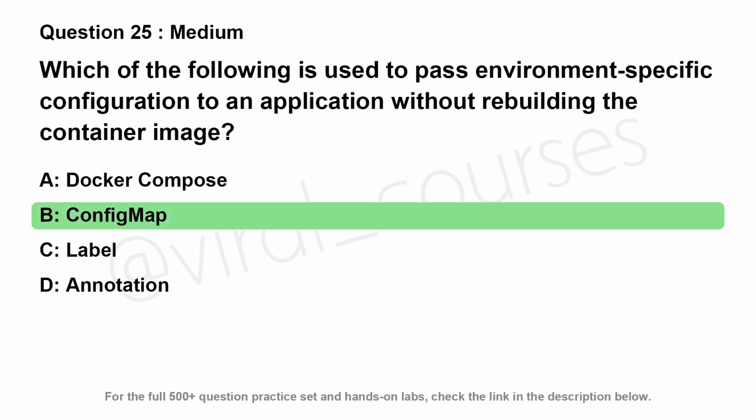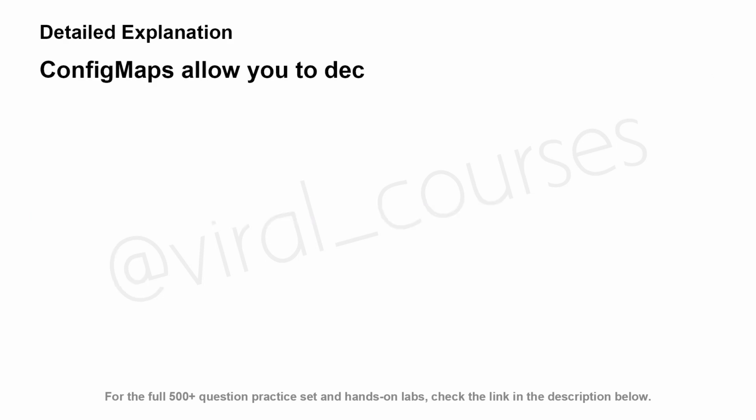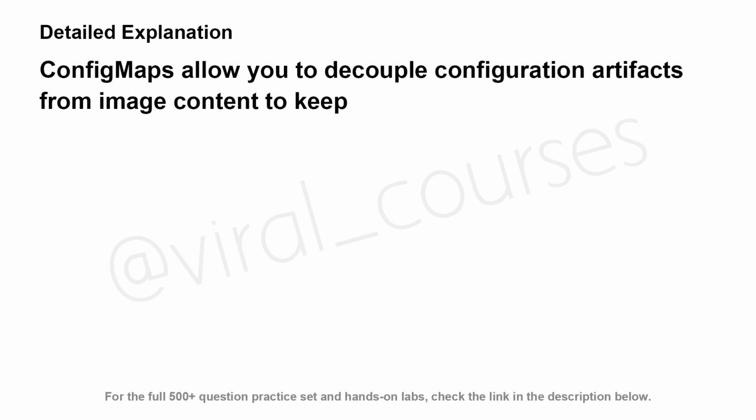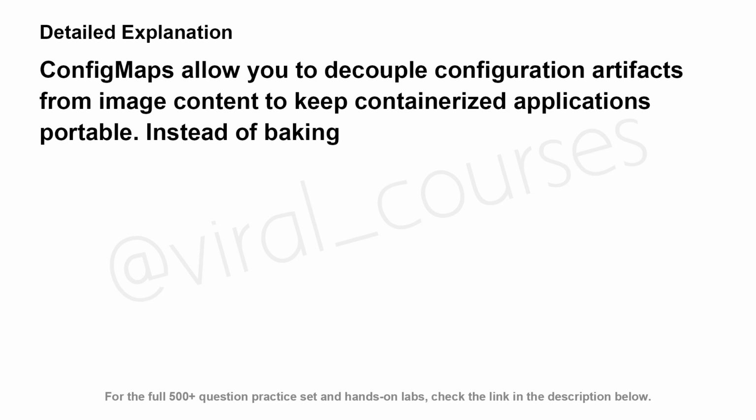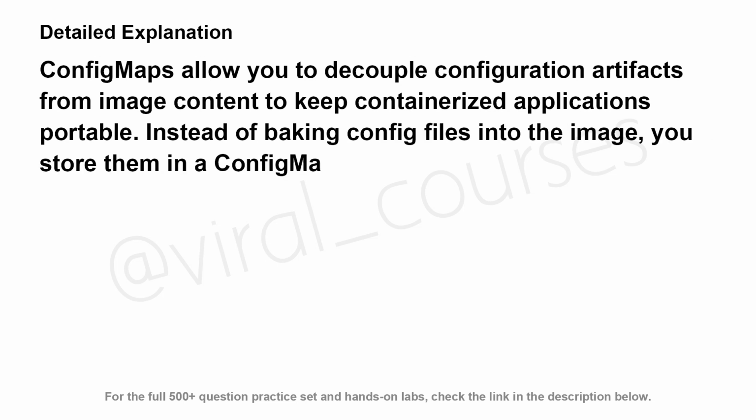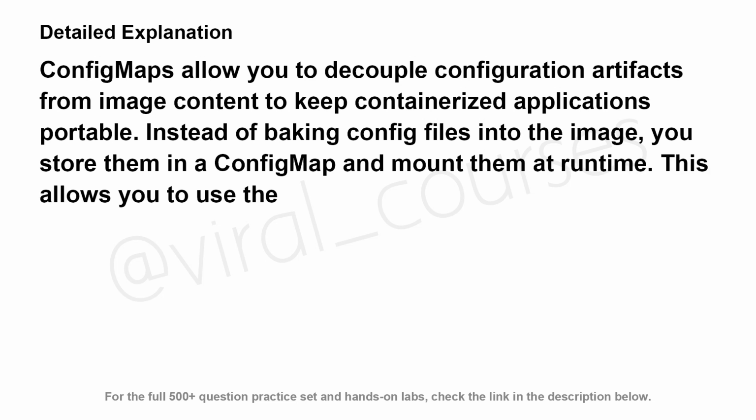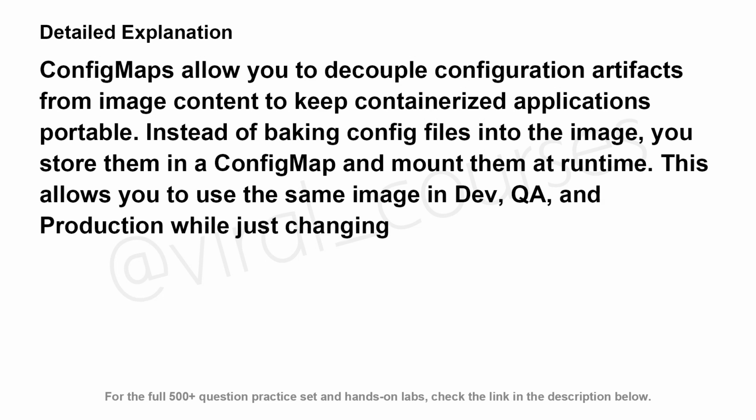The correct answer is B. ConfigMaps allow you to decouple configuration artifacts from image content to keep containerized applications portable. Instead of baking config files into the image, you store them in a ConfigMap and mount them at runtime. This allows you to use the same image in dev, QA, and production while just changing the ConfigMap content.